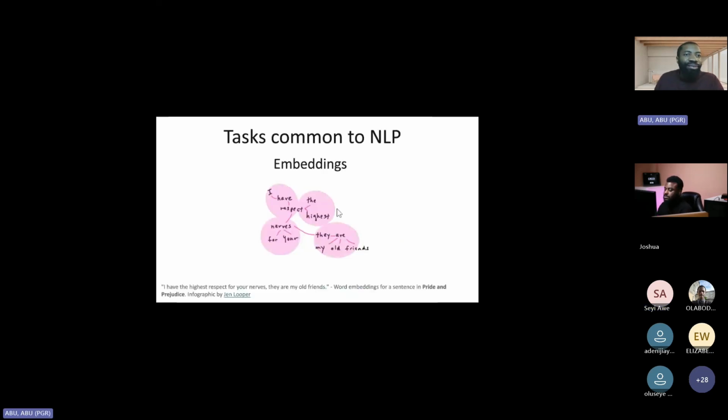Okay. So that's what tokenization is about. The second concept is the embeddings concept. For embeddings, what we are trying to do is to group those words, to split them up into different groups. This simple example here: I have the highest respect for your nerves. They are my old friends. This is an example of word embeddings for a sentence in the book called Pride and Prejudice. You're trying to split those words up. Now, you're not taking them individually like you do in tokenization, but you're kind of grouping them a bit.